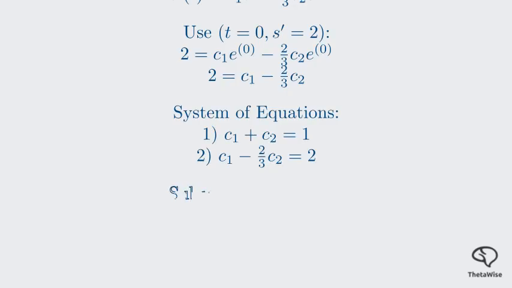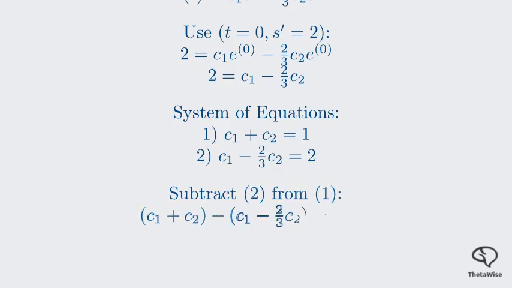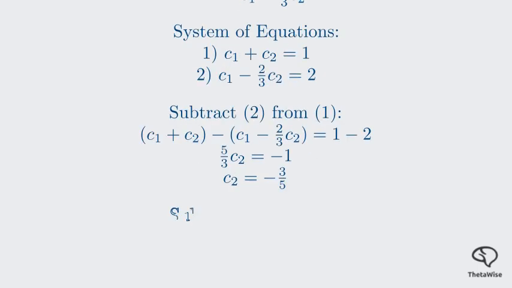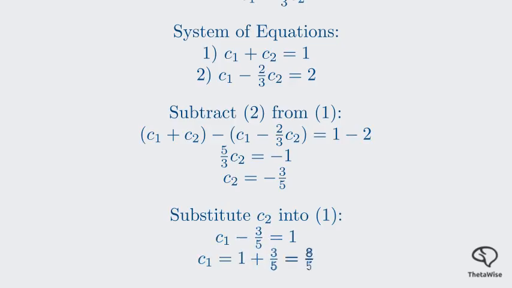We can subtract the second equation from the first. c1 minus c1 is 0. c2 minus negative 2/3 c2 is 5/3 c2, and 1 minus 2 is negative 1. So, 5/3 c2 equals 1, which means c2 equals 3/5. Substituting c2 back into the first equation, c1 plus 3/5 equals 1, which gives c1 equals 2/5.